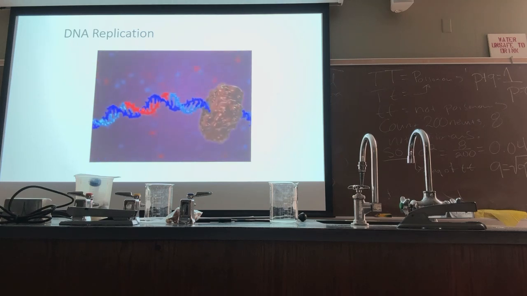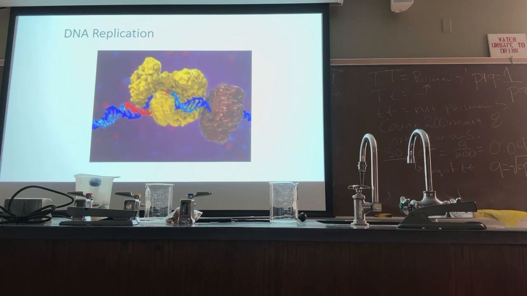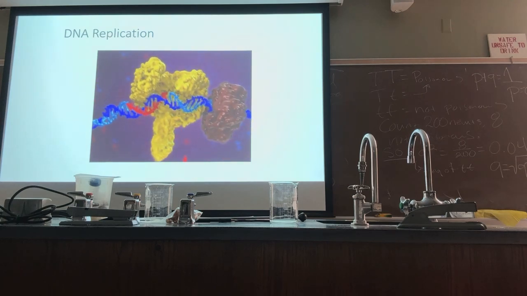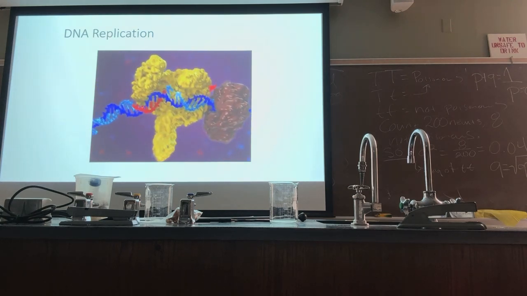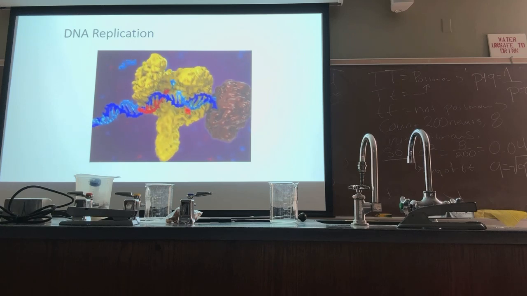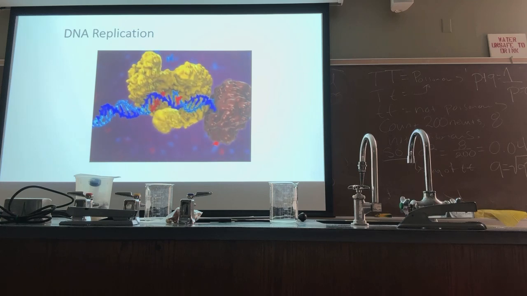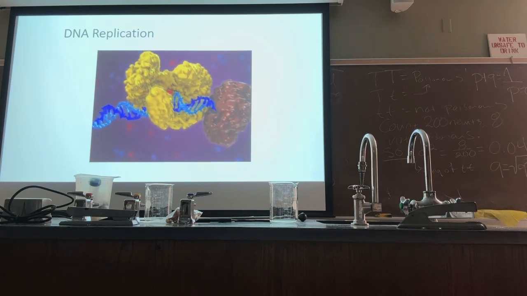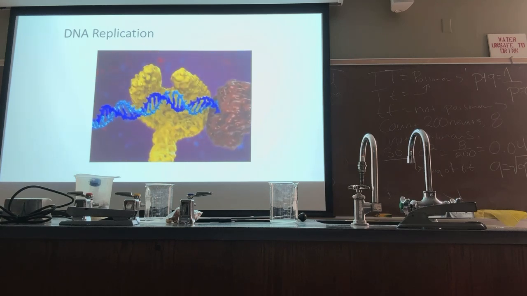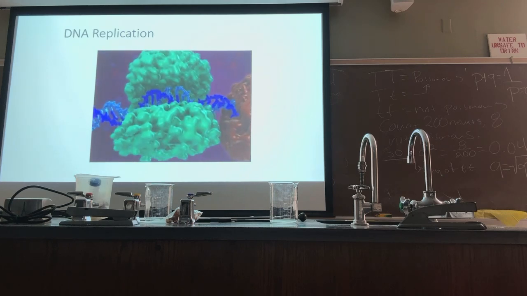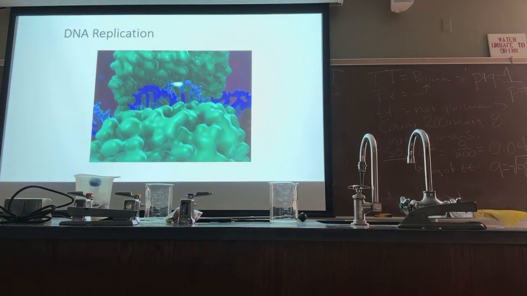How are pieces of the lagging strand joined together? A different DNA polymerase removes RNA and replaces it with DNA. However, we're still not done connecting the pieces. An enzyme called DNA ligase joins the pieces together.